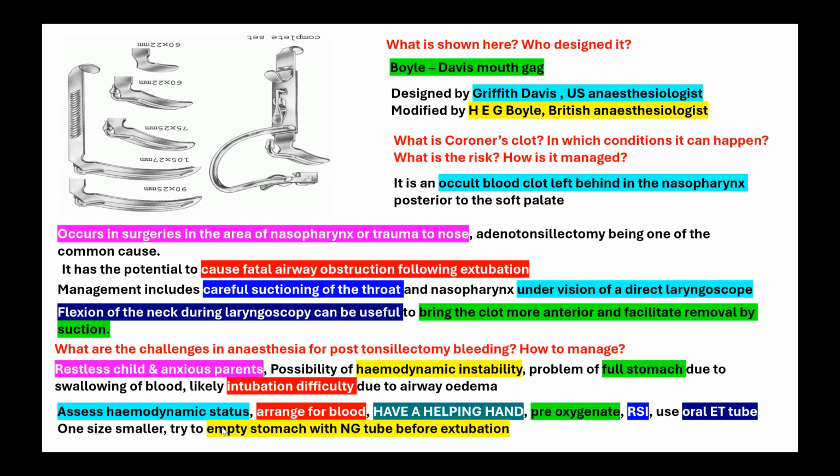After intubation and induction of anesthesia, the surgeon will again put a mouth gag and try to identify where the bleeder is and either ligate it or cauterize it to stop the bleeding. Again you have to keep the patient awake at the end, and too much of narcotics should not be used, especially if they are hemodynamically unstable. Be careful with your narcotics. So that is what you have to show.